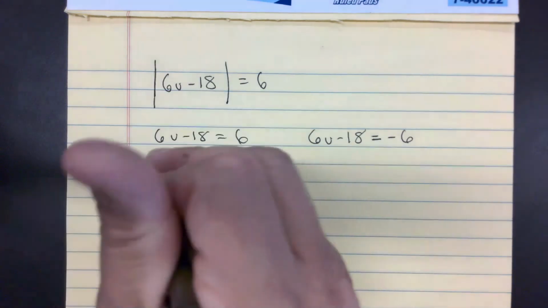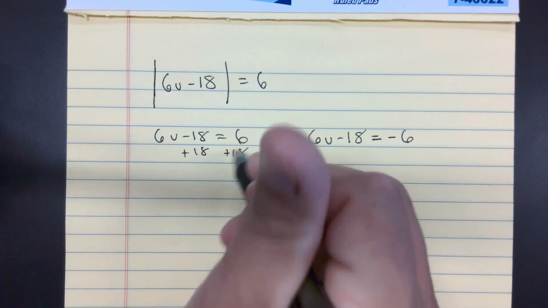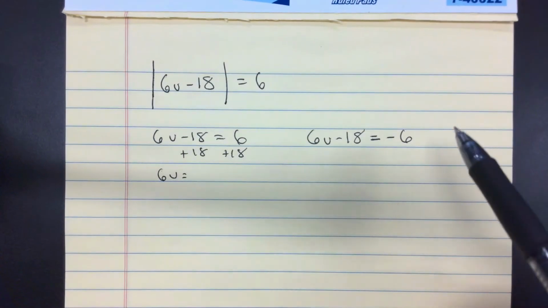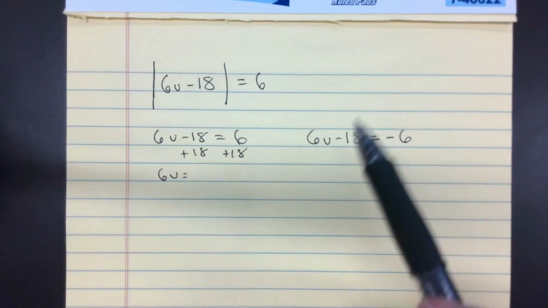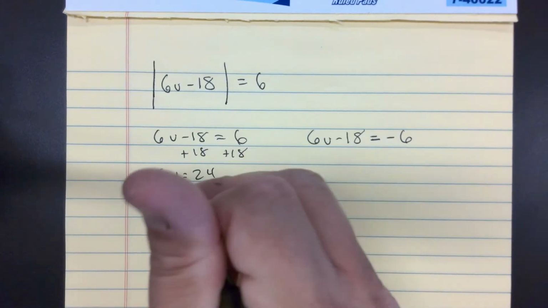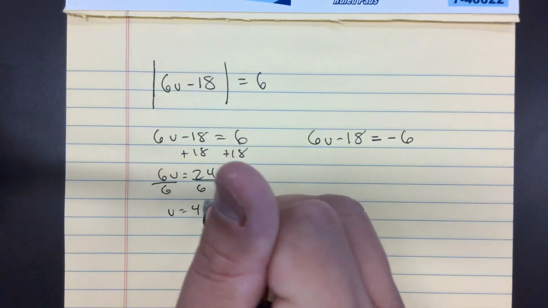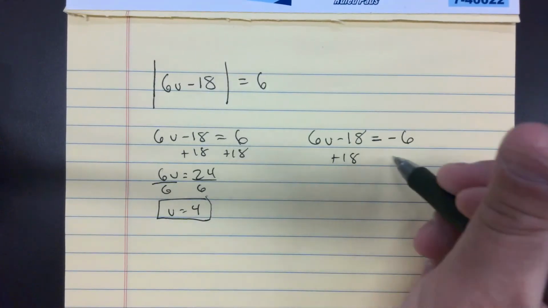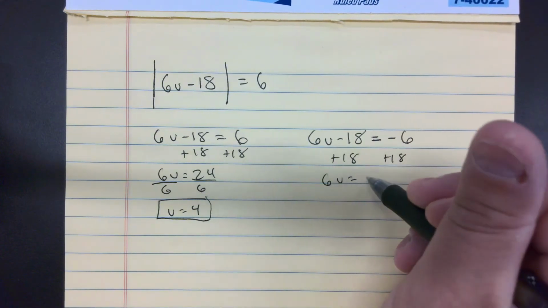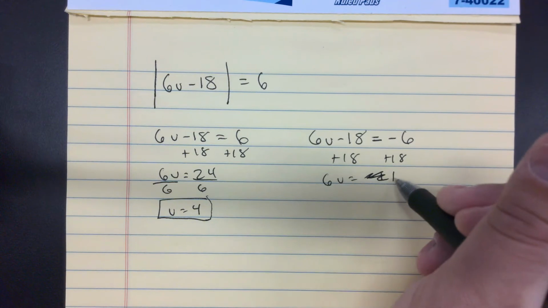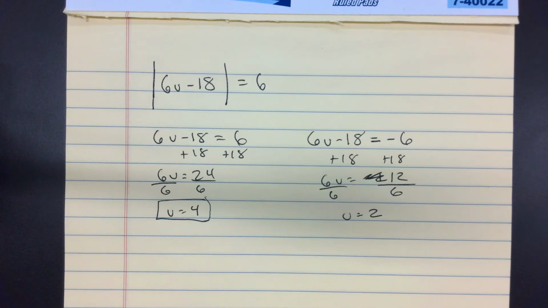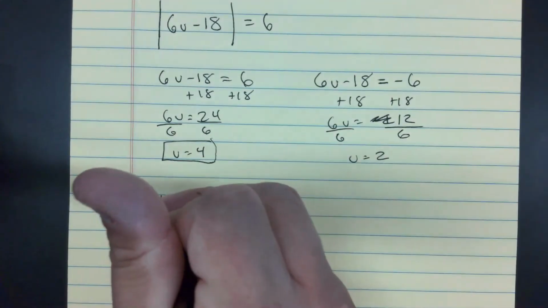Okay, I'm going to solve them. So we're going to add 18 over here. We're going to solve this equation first. We solve the equations separately. For some reason, I've had people try to solve them together. Don't do that. It's two separate equations. Okay? So we're going to add 18 over here. We're going to divide by 6, so u is going to equal 4. So that's one solution. u equals 4. Over here, we're going to add 18, and we're going to have 6u equals 12. Divide by 6, so u equals 2. Okay? Who got that right? Raise your hand. Good.